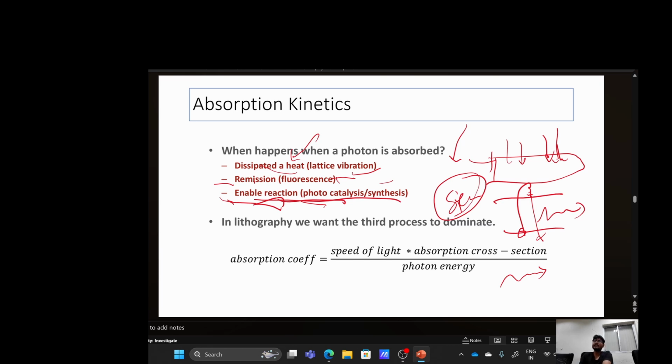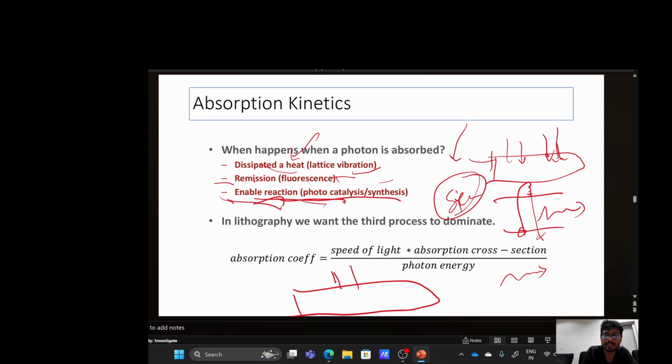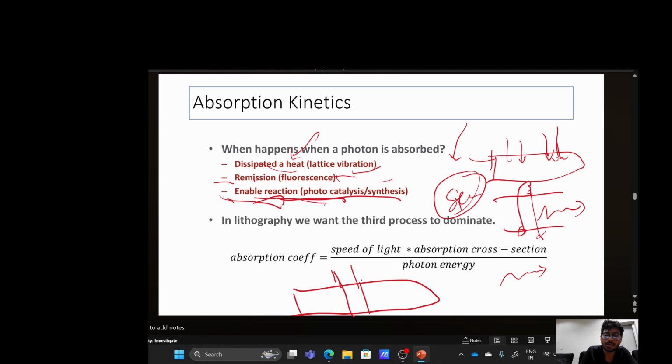If cross-linking is happening, let us say this is the part where the light is falling, then this part will get hardened because of the cross-linking between the chains. So when we develop it, this part will be left behind and the other part will get removed. If breaking of bonds is happening, then this part will get removed and the other part will be left behind after the development.